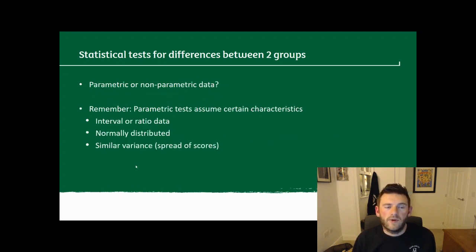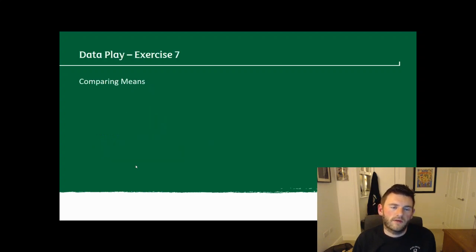Then we have to question, is it parametric or non-parametric data? So remember that parametric tests assume certain characteristics: that you have interval or ratio data, that the data is normally distributed, and they have this idea of similar variance, so the spread of scores. But that's essentially covered within the normal distribution element. So let's have a look at comparing means and running a couple of tests with our data in exercise 7.